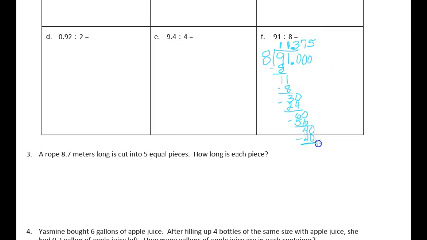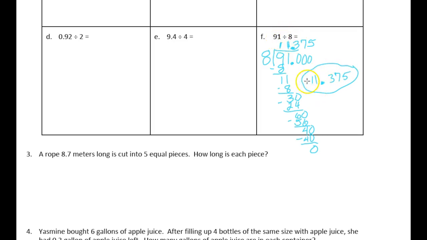And now we're done because we found all the way to the end and there's nothing more to break into pieces. You can't break 0 into pieces. You can't put any 8s into 0. So that's your answer, is 11 and 375 thousandths. So how many 8s can you fit into 91?